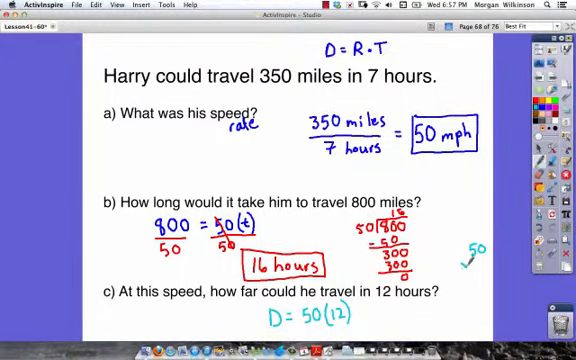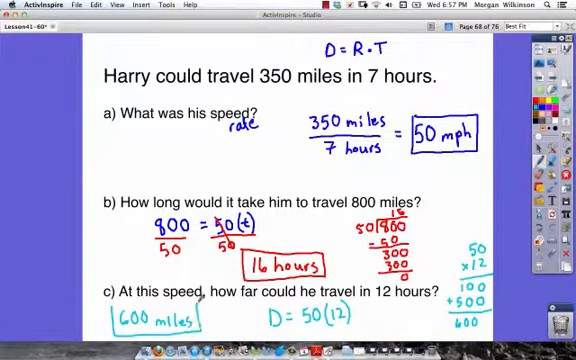50 times 12. Well, 2 times 0 is 0, and 2 times 5 is 10. We've got 0 as a placeholder. 1 times 0 is 0, and 1 times 5 is 5. 100 plus 500 must give us 600. So we need a label because we're talking about a word problem here. How far could he travel? Well, Harry could travel 600 miles if he's going 50 miles per hour for 12 hours in a row. And we're all done with question C.